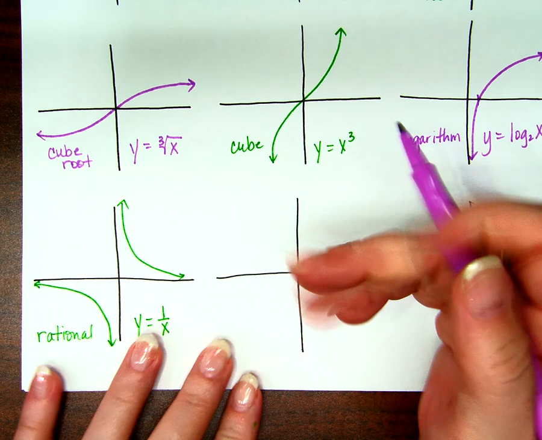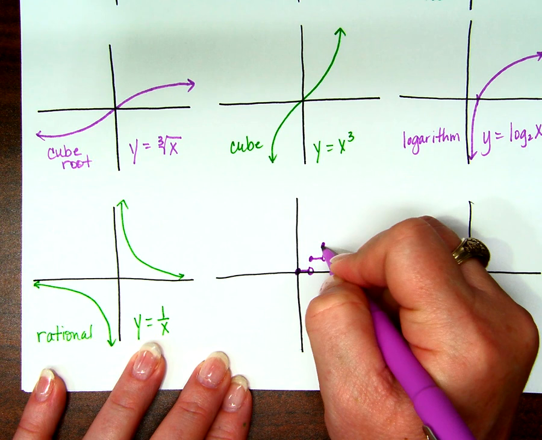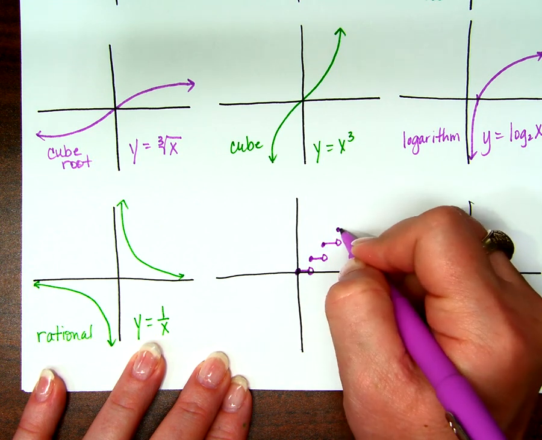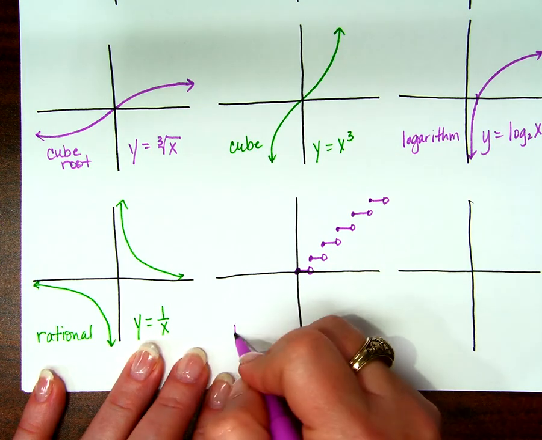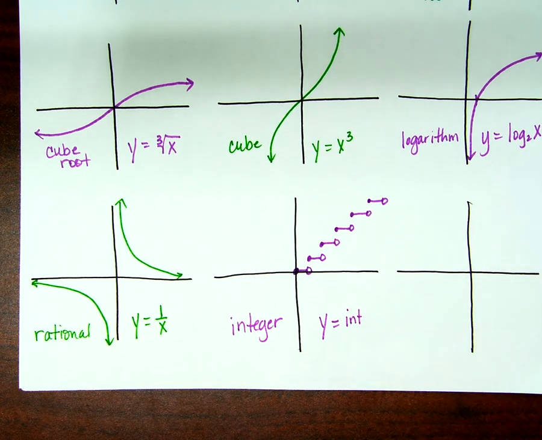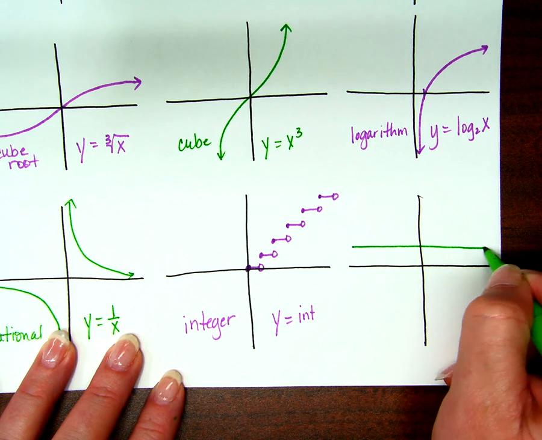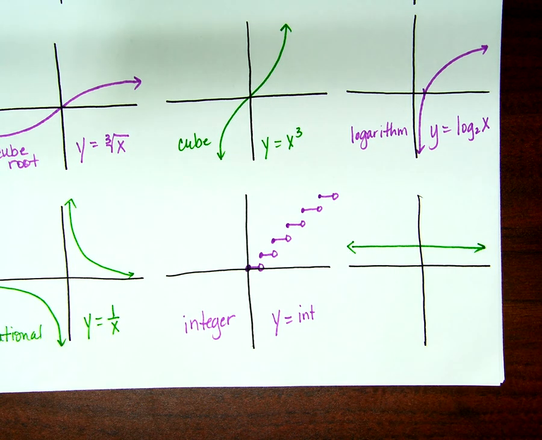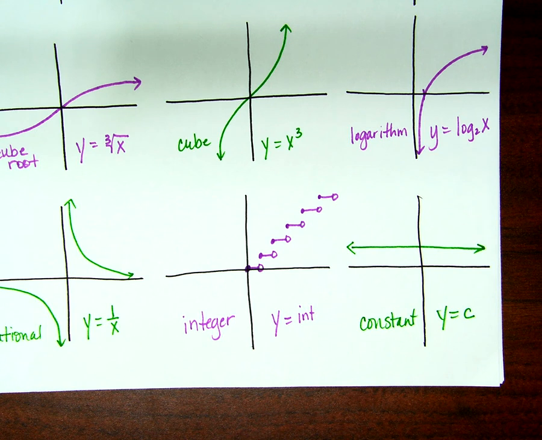Okay, then there's this one, which you're not going to guess, and I don't mean that disrespectfully. Don't whoa me as if I was a horse. It is a piecewise function, but it has a specific name. That's a good guess. It's actually called an integer. So y would equal some integer. And the last one, you may be able to guess. It is a horizontal line, but it's called a constant. So y would equal some constant, like 2 or something like that.